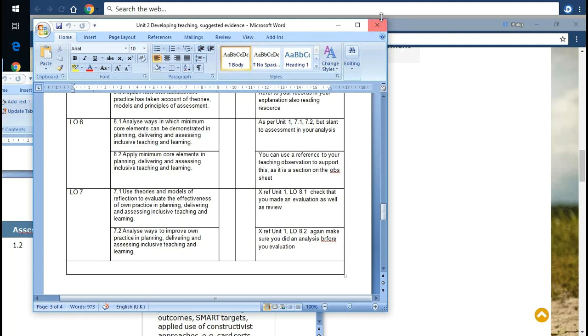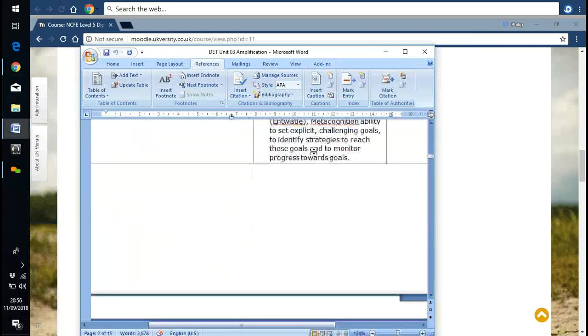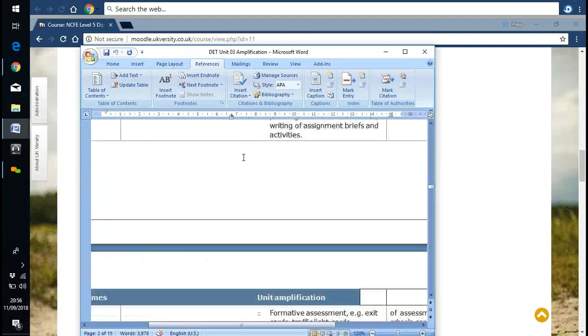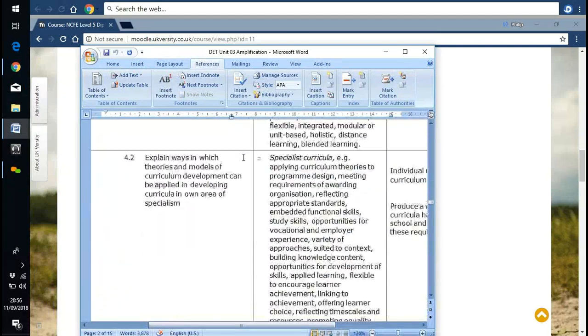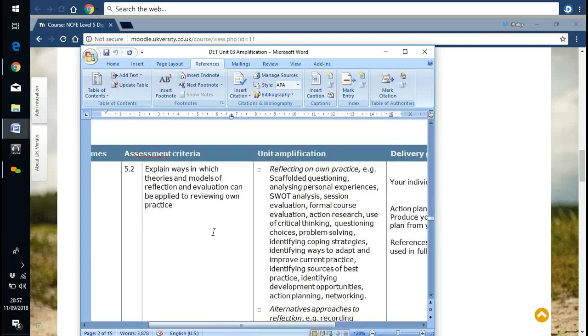And I think if we go back, just put that down a minute now. Actually, don't need that now. If we go back to that one and we look at the reflective one, which is the last one. Yeah, theories and models of reflection, 5.1. Explain ways in which theories and models of reflection and evaluation can be applied to reviewing your own practice. Now, again, that on unit 2, it's been asked you to do a review, hasn't it?